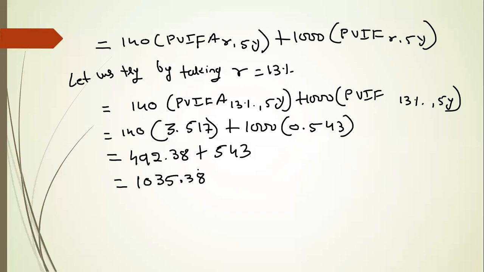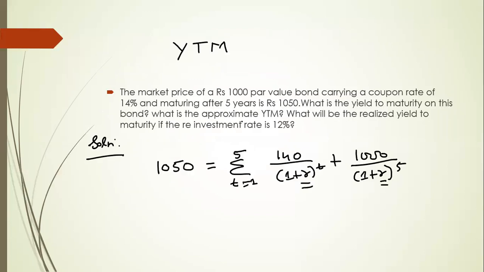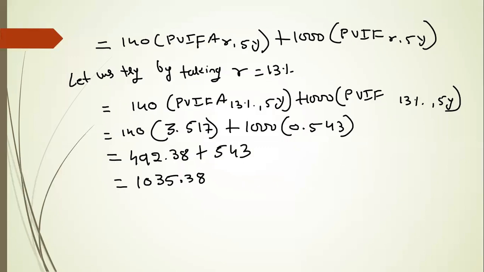So by totaling both the values, we get 1035.38. But if we look at the actual, that is 1050. So now we need to reduce the percentage R, but it is nearby. 13% is nearby to 1050. So now reduce it to 12%. So we will check it with 12%.